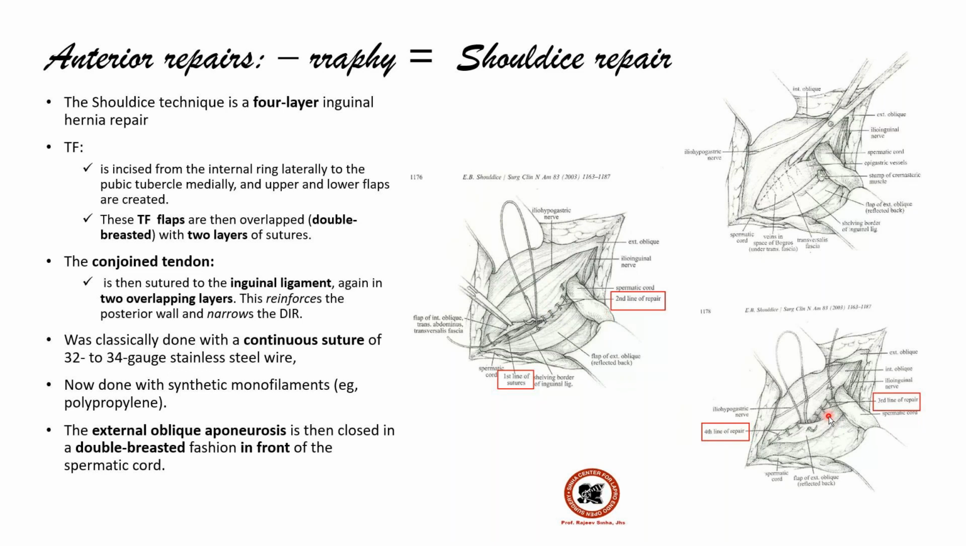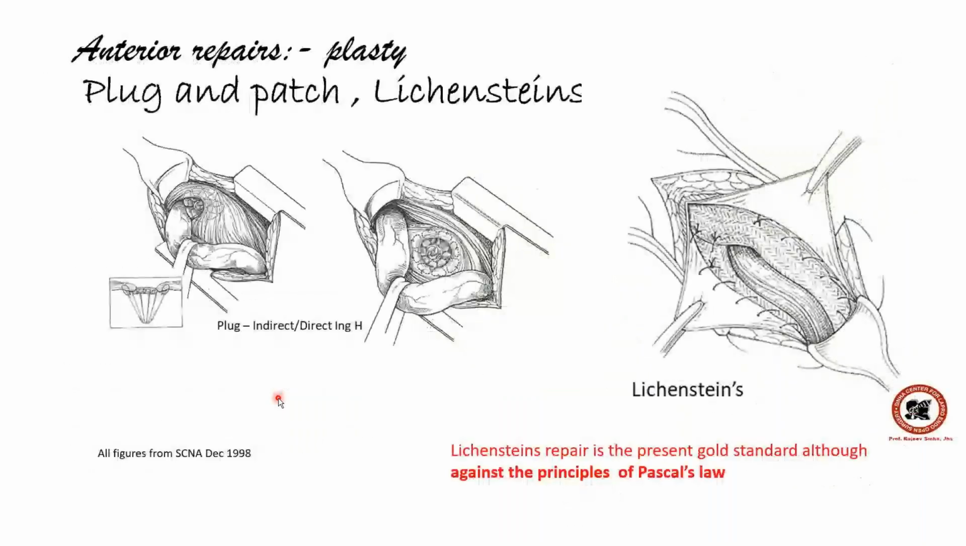Now, in a very small area, trying to do a double breasting leads to a lot of damage to a number of structures. Initially, the Shouldice repair was done with a stainless steel wire. Now it's done with synthetic monofilament. And then, of course, after that, the external oblique aponeurosis is closed either singly or again in a double breasted fashion. So it's a 4-layer repair, 2 layers of transversalis fascia double breasting, and 2 layers of conjoint tendon double breasting, which is done. That is the Shouldice repair. You should know what Shouldice repair is, but still considered to be a gold standard herniorrhaphy. Remember that.